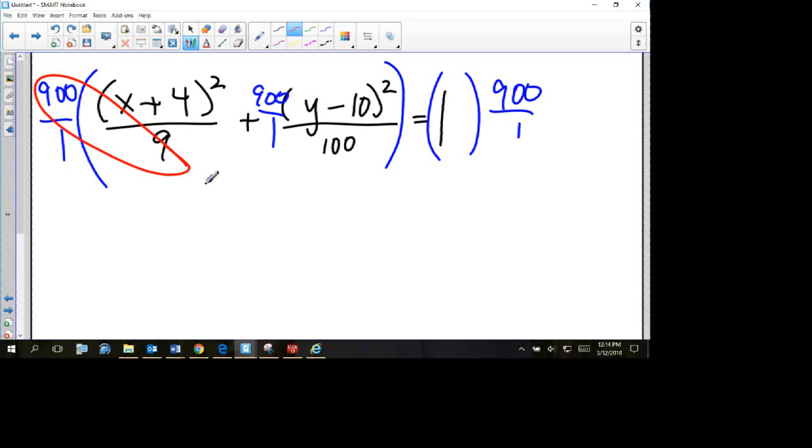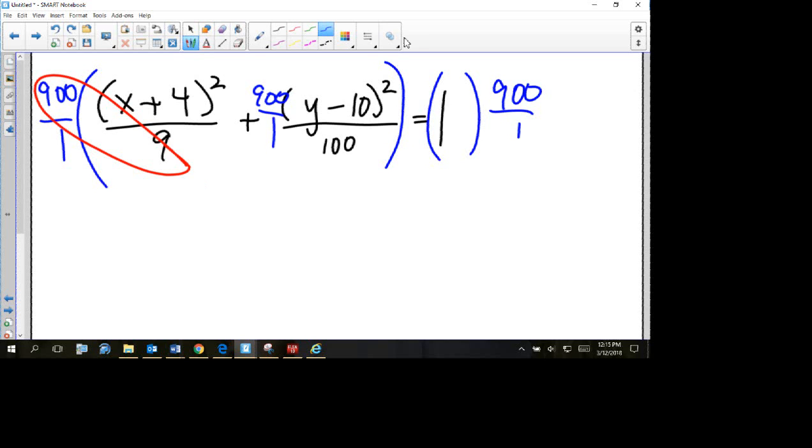What's my goal? I'm trying to do what? Katie, what am I trying to do? It would equal 100 over what number? Over 1. My goal was to get rid of the denominators. Okay? That was my number one goal.